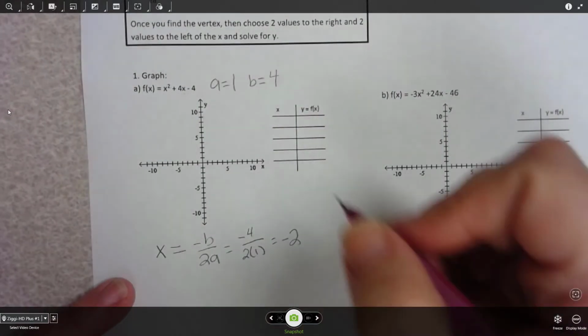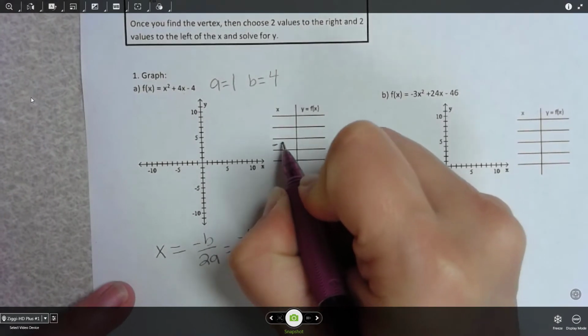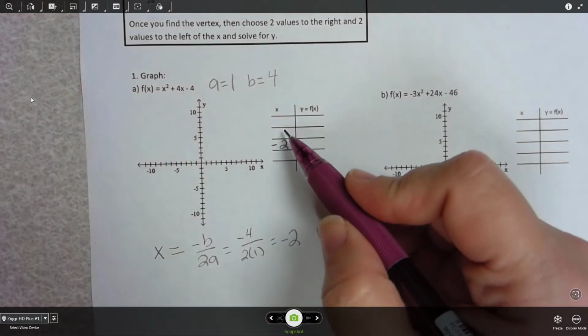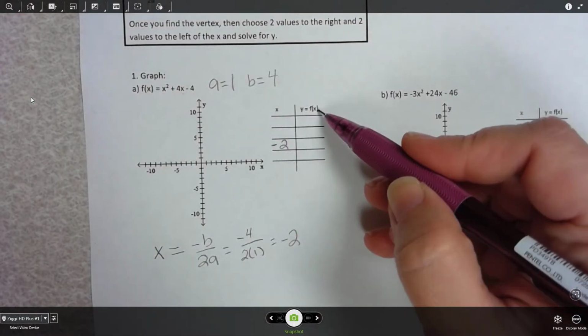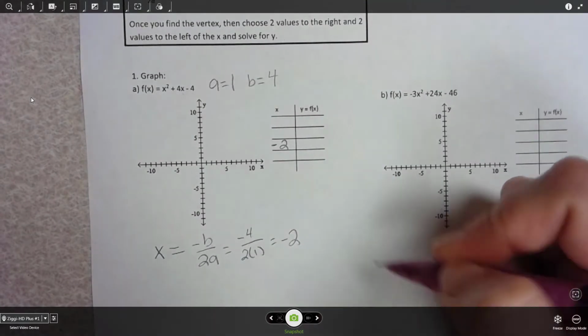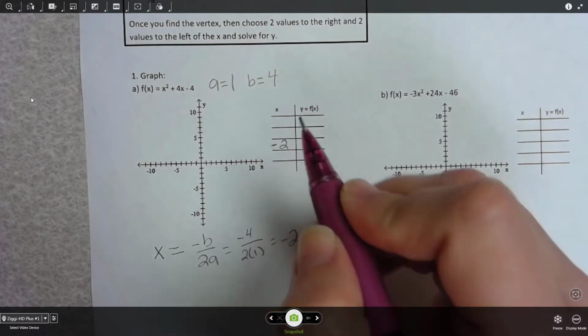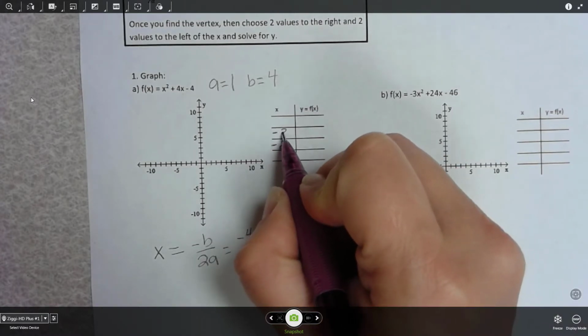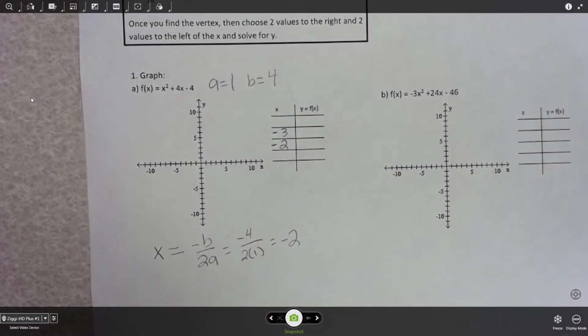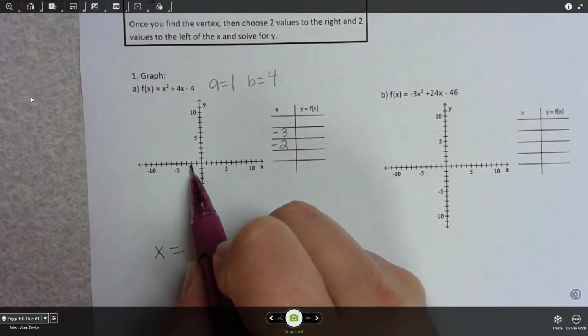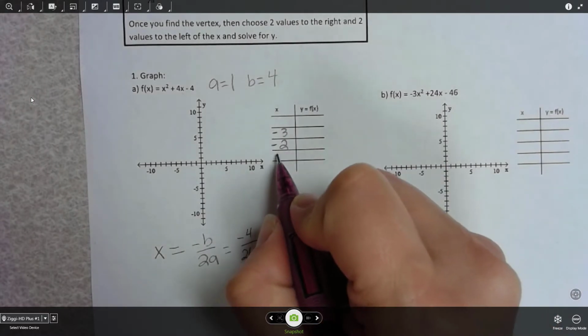And that is the x-coordinate of our vertex, and I'm going to write it up here in the middle of my table because I want the vertex to be in the middle, and I'm going to pick some points to the left and to the right. So first I'm going to pick my x values, and then we'll go back and plug them into f of x to find what our y is. My vertex is at negative 2. If I go 1 point to the left, then I will be at negative 3. And since I went 1 to the left, I'm also going to go 1 to the right. So if I'm at negative 2 and I move 1 place to the right, I'm at negative 1.